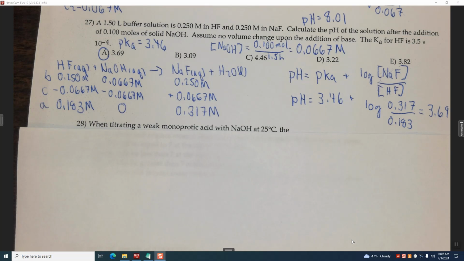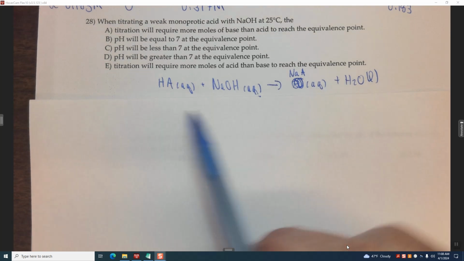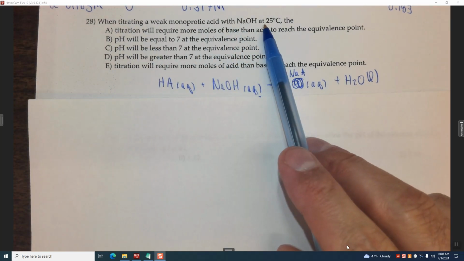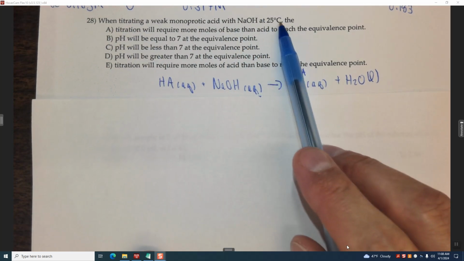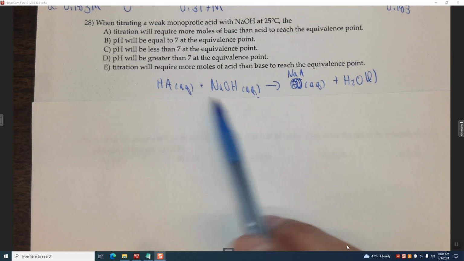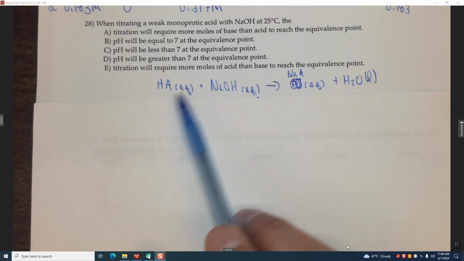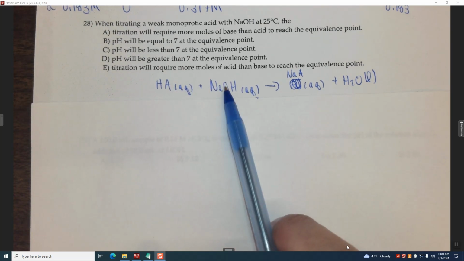Okay, so that is a pretty tough question. All right, it says titrating a weak monoprotic acid with NaOH at 25 degrees C, the pH will be... So it asks us something about the pH at the equivalence point. If we take a weak acid, HA, and we titrate it with NaOH, at the equivalence point, the HA and the NaOH are equal.